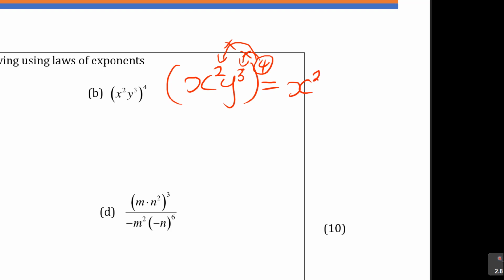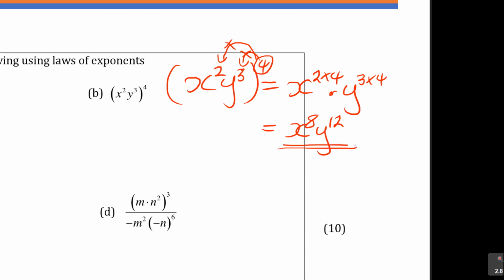It will be 2 times 4. For y, you can put a times or dot. Y will be what? 3 times 4. That's what it means. Then you get your x: 2 times 4, it's 8. Y: 3 times 4, it's 12.